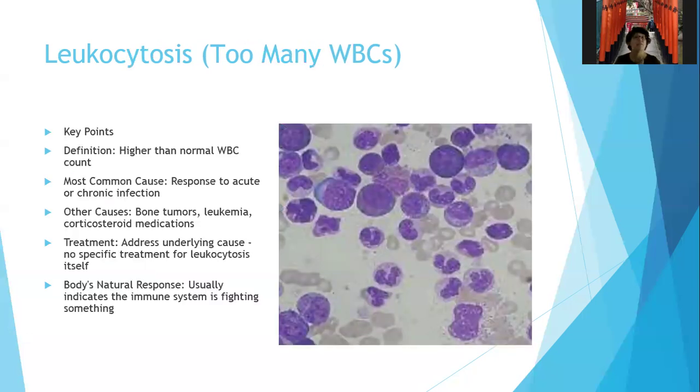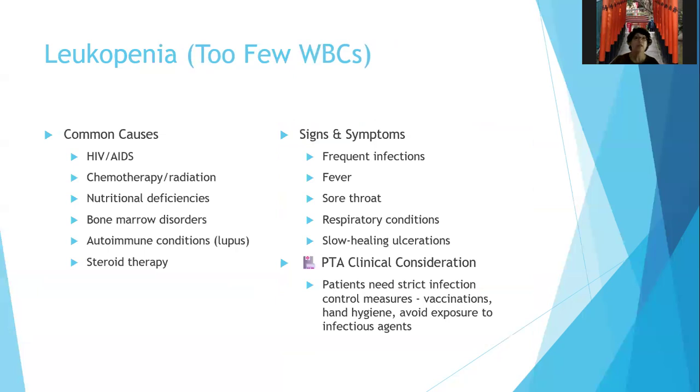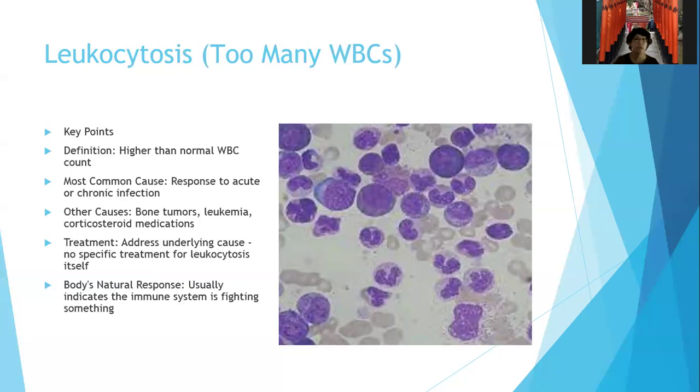Leukocytosis is too many white blood cells, so a higher than normal white blood cell count. Most commonly, it's a response to acute or chronic infection. So when they do a differential count and they go, whoa, the white blood cells are off the chart, they figure that there's an underlying infection. The immune system is fighting something. Sometimes if you have a viral infection, you can have leukopenia. It doesn't have to be HIV or AIDS, but any viral infection. And if you have a bacterial infection, you have leukocytosis.